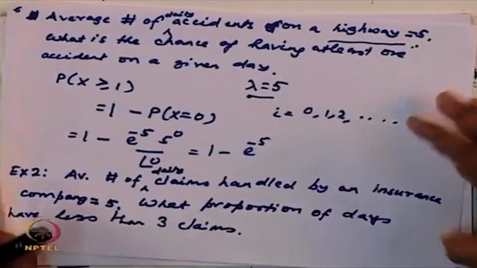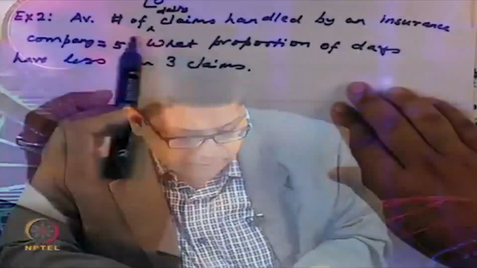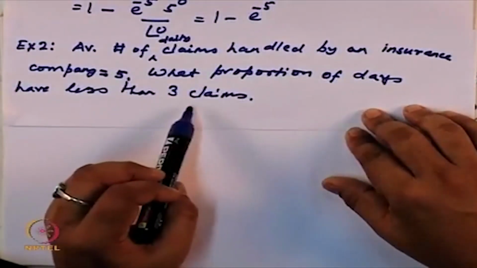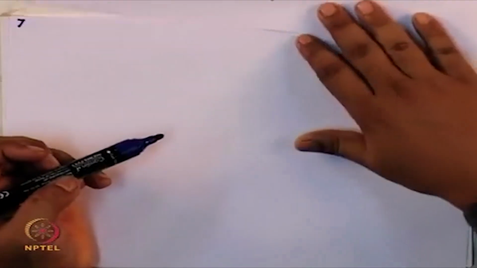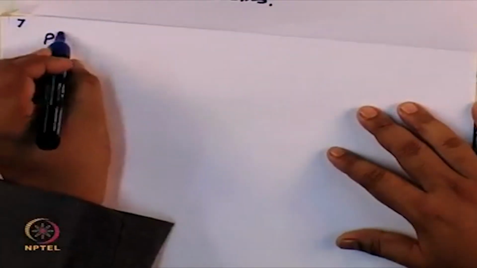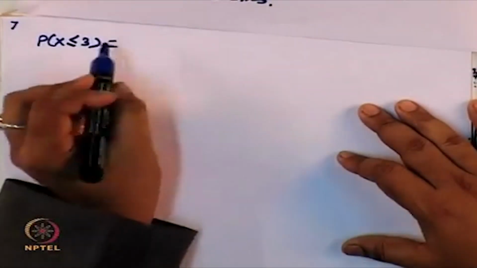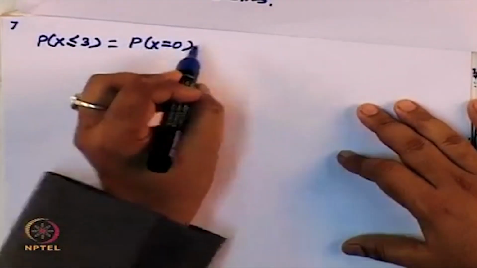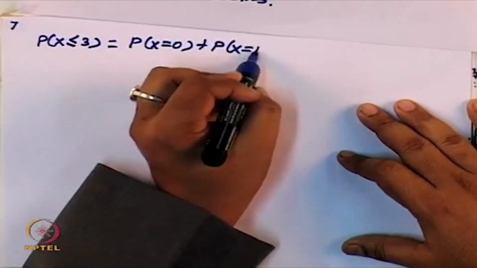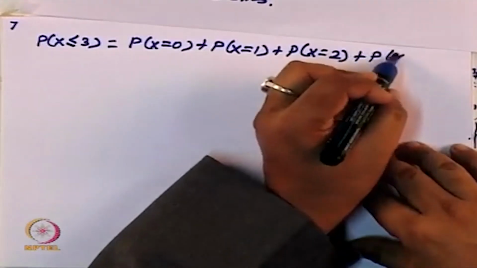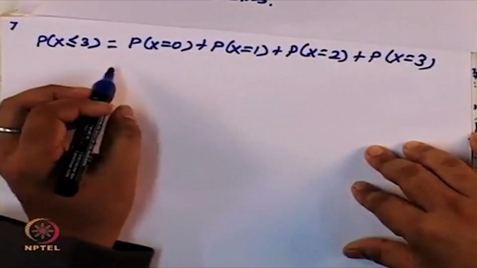Okay. So, in order to solve this problem, I will show this. The average number of daily claims handled by the insurance company is 5, and what proportion of days have less than 3 claims? So, what we want to do is to calculate the probability of x less or equal to 3. Then this is nothing but the probability of x equal to 0 plus the probability of x equal to 1 plus the probability of x equal to 2 plus the probability of x equal to 3. And then you can plug in the values.